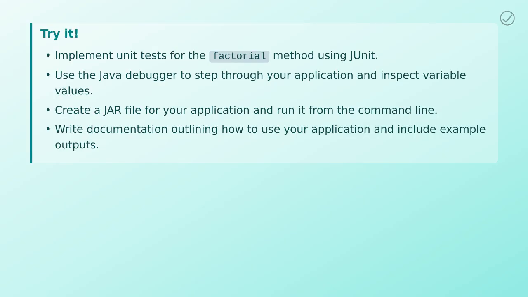Now put what you've learned into practice. You'll see a few items listed here. First, implement unit tests for the factorial method using JUnit. Next, use the Java debugger to step through your application and inspect variable values. Also, create a JAR file for your application and run it from the command line. Take a moment to read the rest on screen.